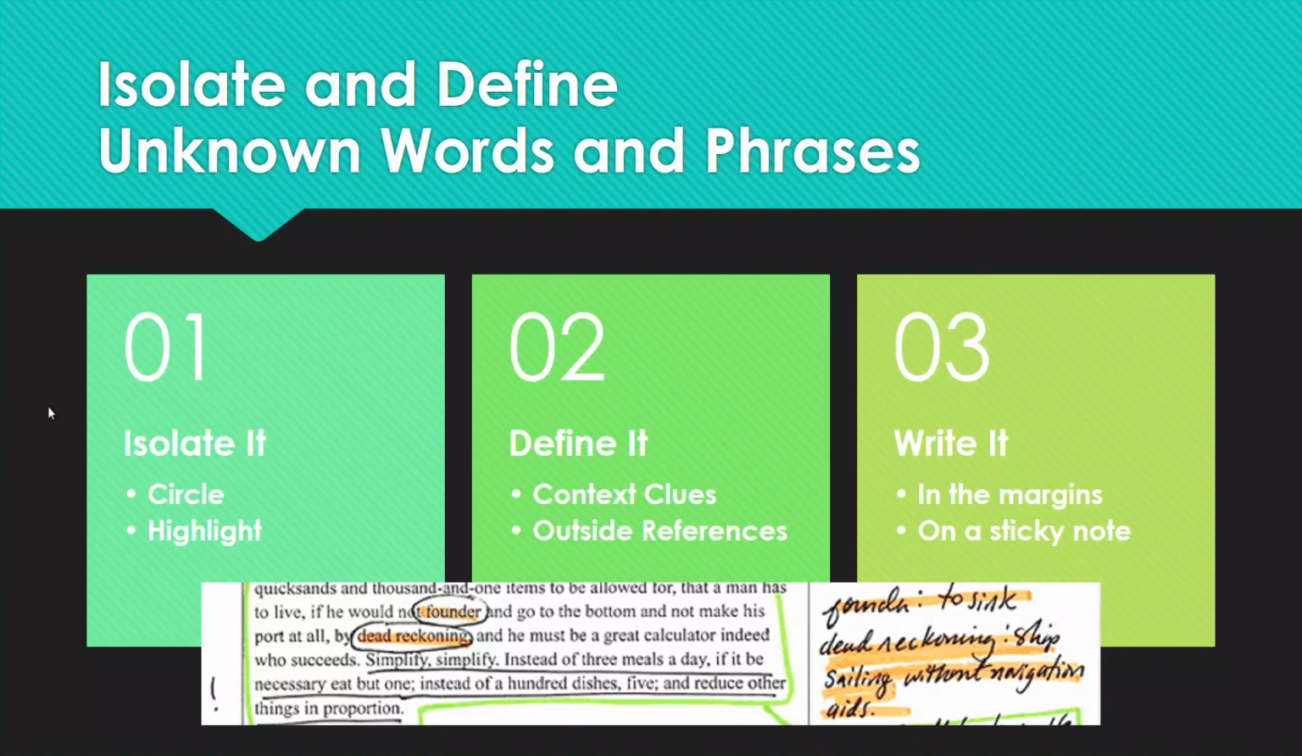But sometimes you may need to consult a reference, like a dictionary if it's a single word, or a quick web search if it's a phrase. Jargon, language that is specific to a particular field of study, can be hard to learn sometimes.